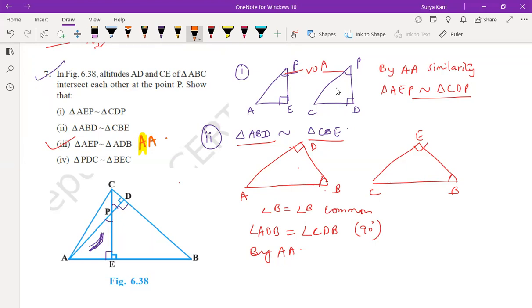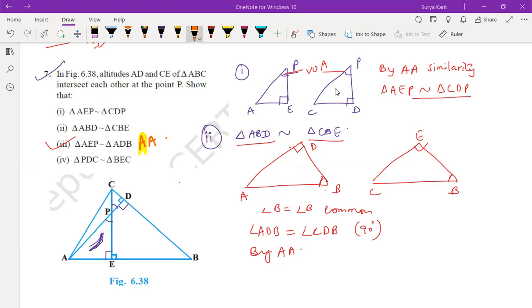So shall I solve this third part, or you understood? Adarsh, can you do this question by AA similarity? Why am I not able to hear? Others, your sound is not coming here. Yes, sir.